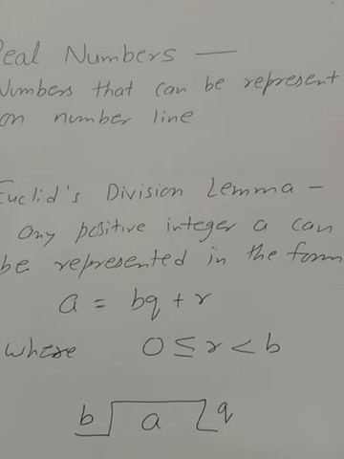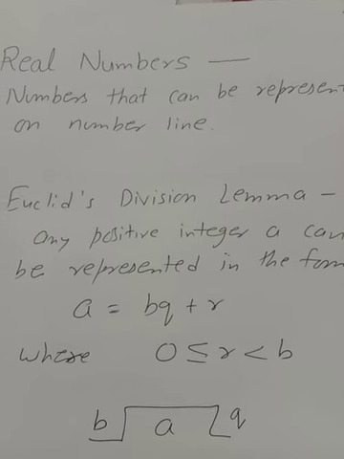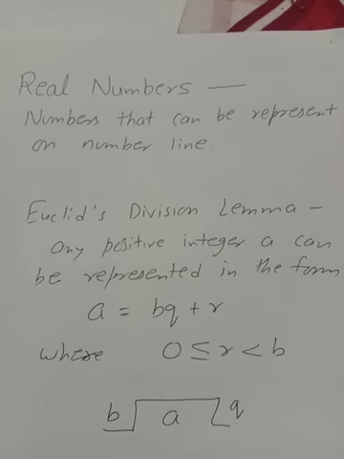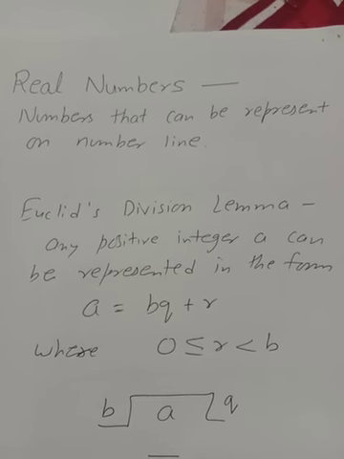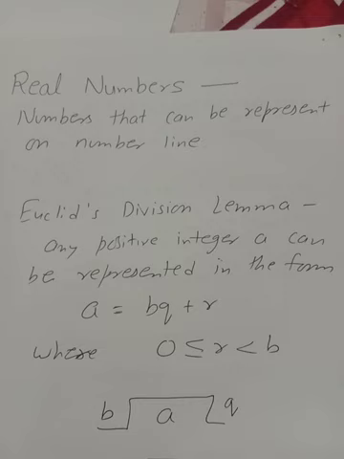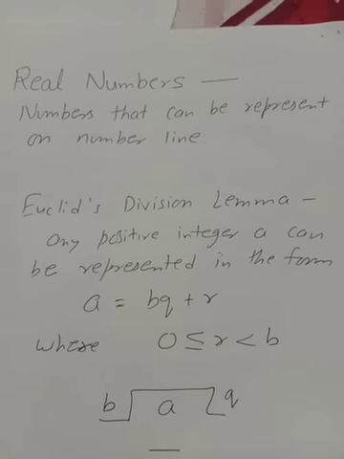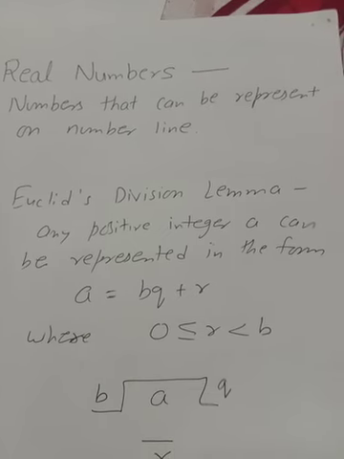Real numbers are those numbers that can be represented on the number line. So real numbers include both rational as well as irrational numbers, because you know very well that you can represent both rational and irrational numbers on the number line.